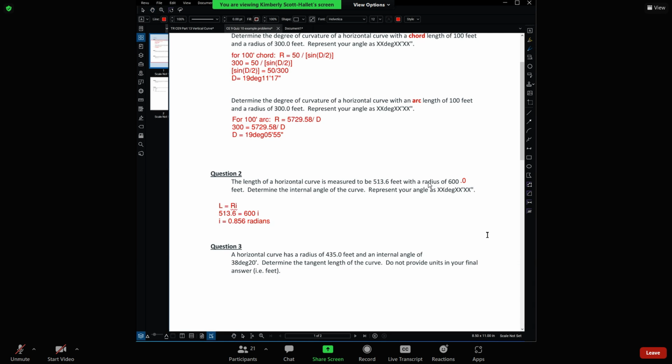This is in terms of radians, and you're looking for your answer in terms of degrees, minutes, and seconds. So I need to convert this into degrees. So I can multiply by 360 and divide by 2 times pi and get a final angle of 49 degrees, 2 minutes, and 43 seconds. So as a reminder, whenever you're using this equation, I is in radians, so you have to make that conversion. Questions about that problem?